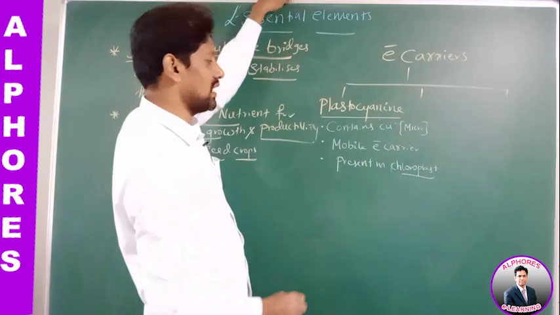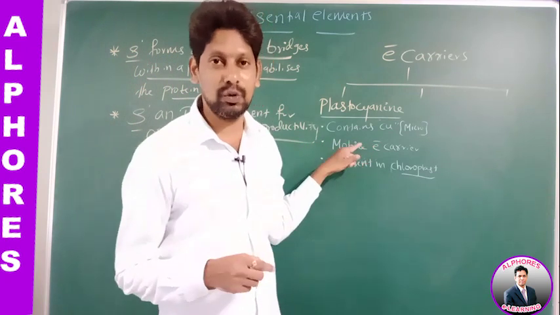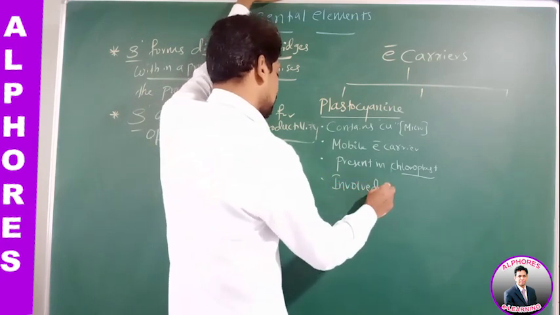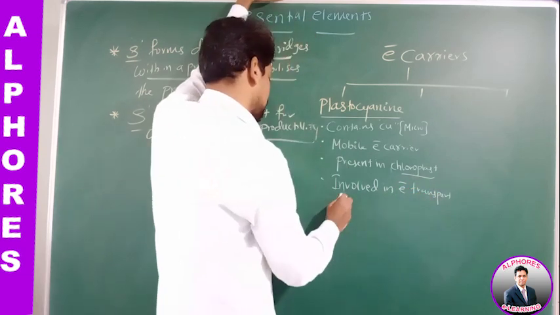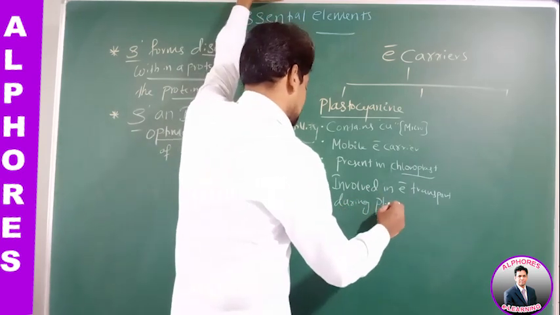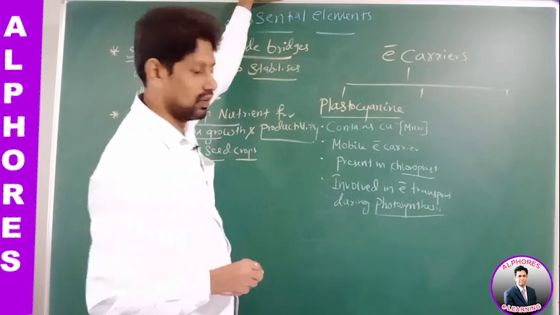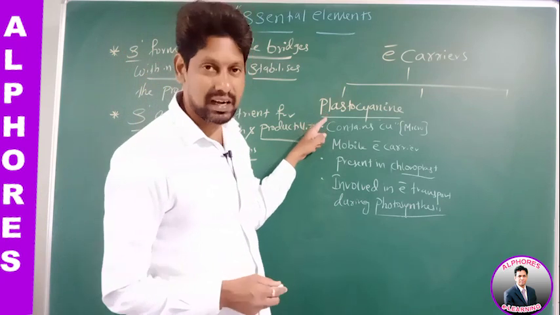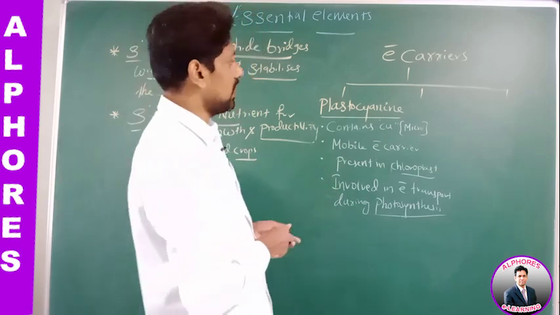This plastocyanin is an electron carrier. It's a mobile electron carrier. It is involved in electron transport during photosynthesis. This is about plastocyanin. It's a copper containing mobile electron carrier present in chloroplast, involved in electron transport during photosynthesis. Now go for the next one.